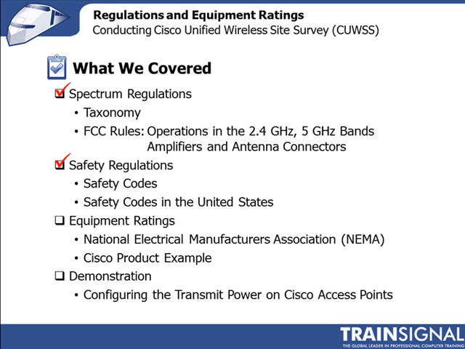We then took a look at equipment ratings and talked about the enclosures that you might need to put your access point in if you're operating in a hostile environment. And we just finished up going through a demonstration showing you how you can configure the transmit power on a Cisco access point, and I took you through 2 different ways that you can do that.